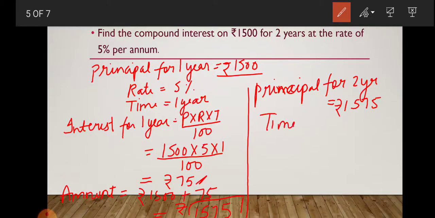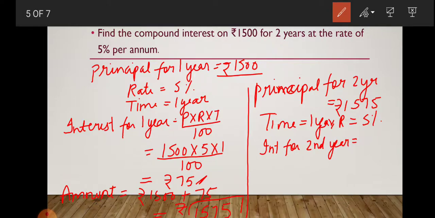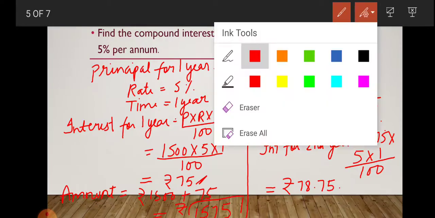Again time is 1 year and rate is 5%. So interest for second year is equal to principal is 1575 into rate is 5, time is 1 divided by 100. On solving this, we get rupees 78.75.